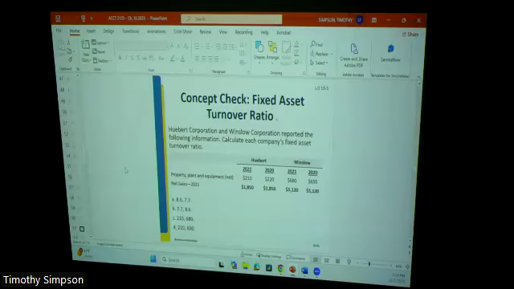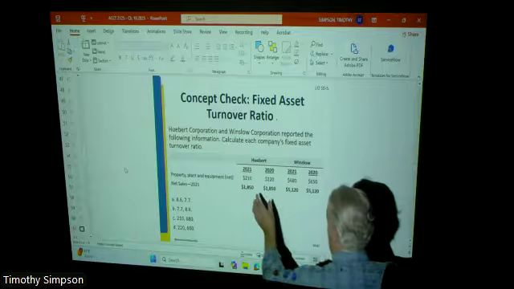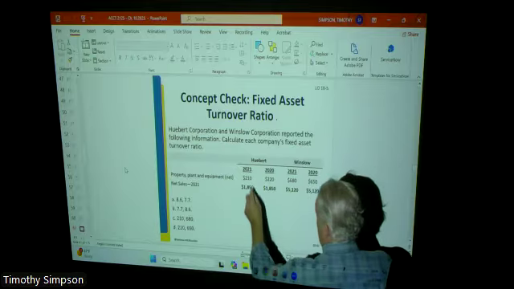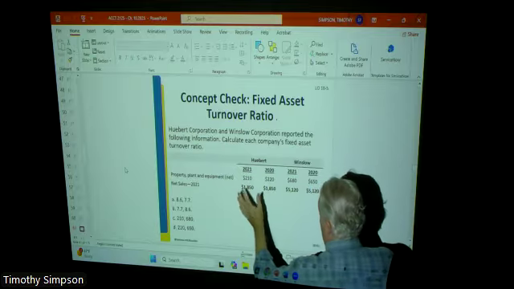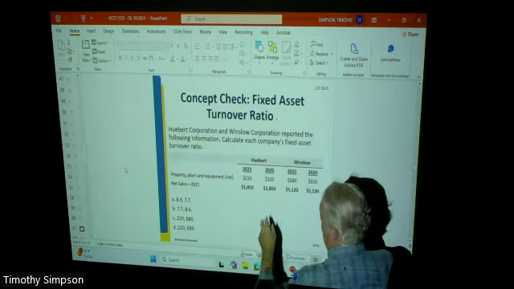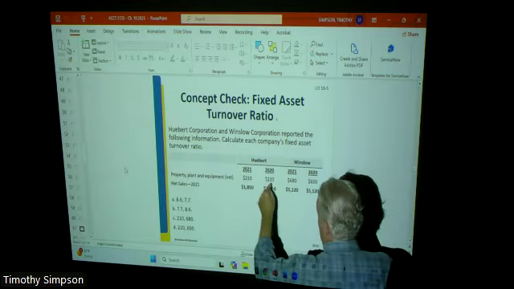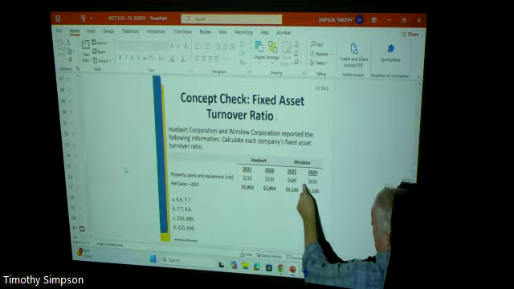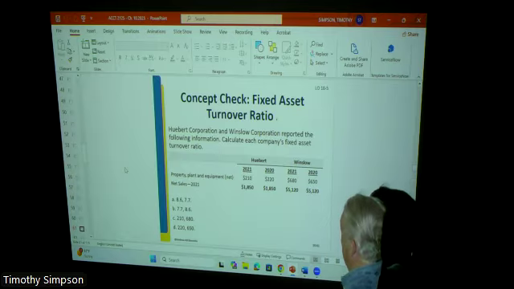Hubert Corp and Winslow reported the following information: calculate each company's fixed asset turnover ratio. Well, the same methodology applies. We're going to use the same sales, 1850 and 5120, and we're going to take the average of these. So the math here is going to be simple on the denominator. That's 210 plus 220 divided by 2, which has got to be 215. It's right in the middle. And this is going to be 665. It's right in the middle between 680 and 650.